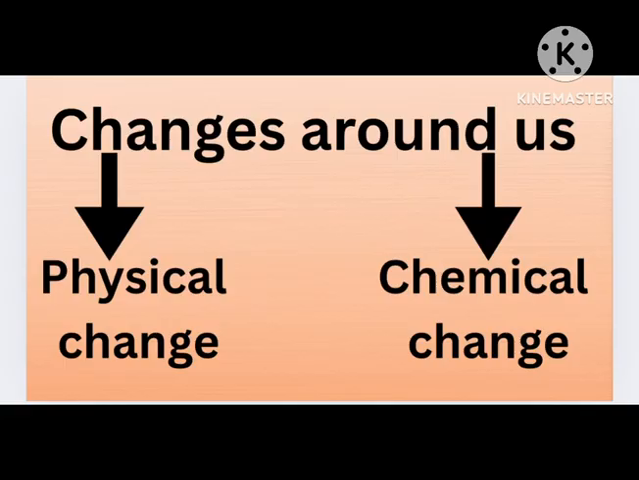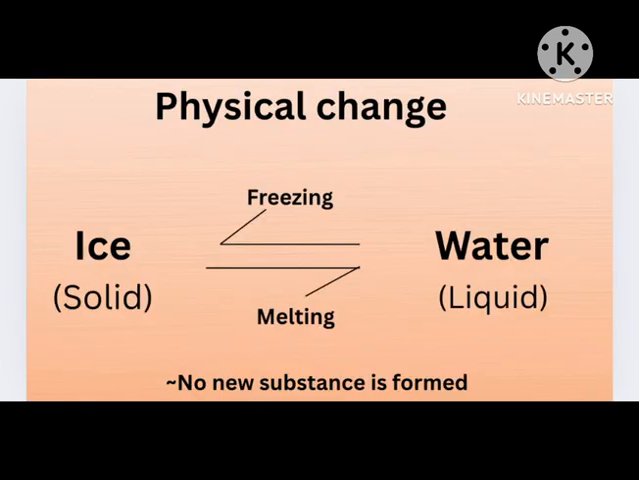Now let's start with physical changes. Those changes in which no new substance is formed, we call such changes physical changes. For example, when ice melts, water is formed, and when water freezes, ice is formed. Here, we can get back the original substance. In these changes, only the shape, size, or state of an object changes.